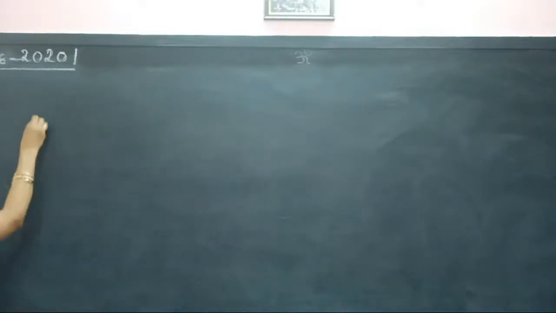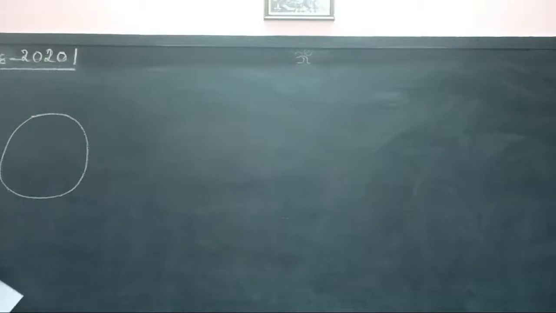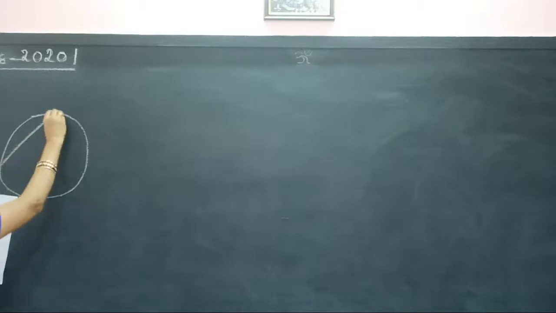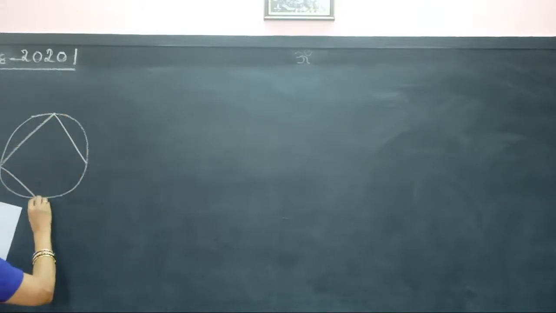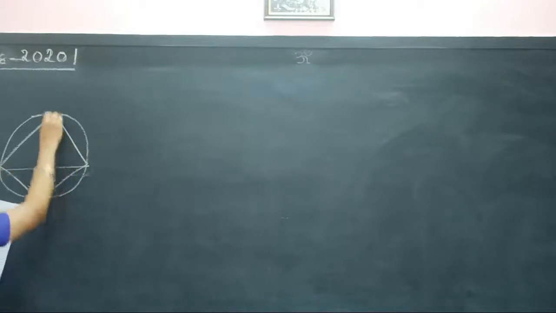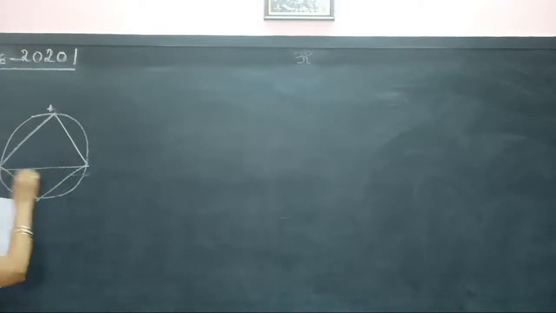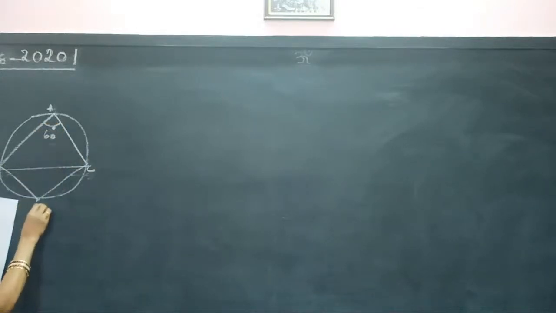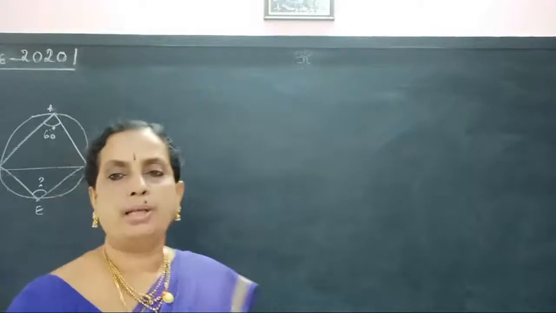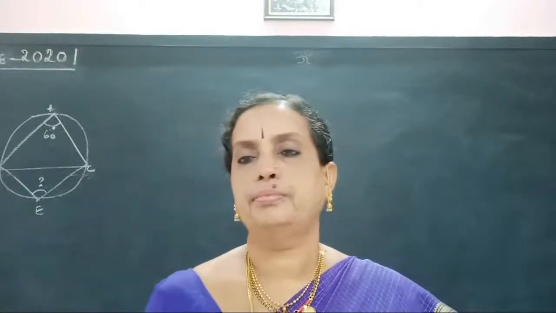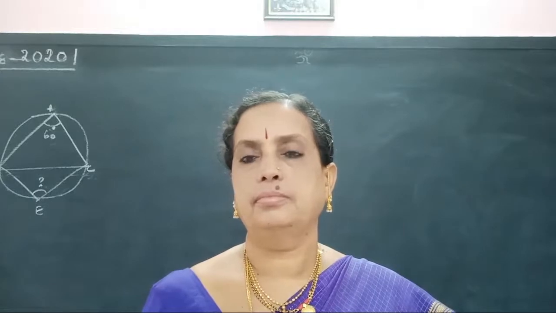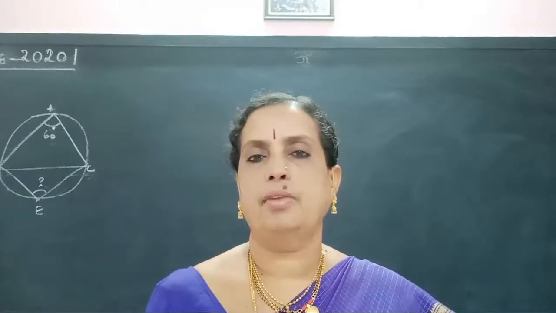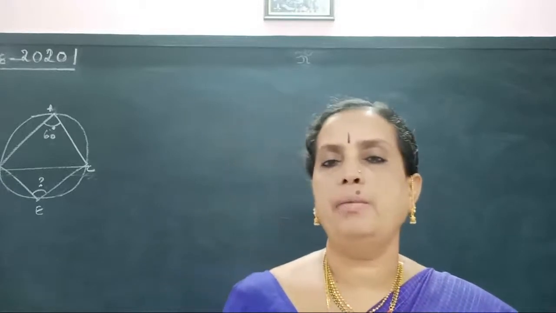This is the figure. Today I am drawing the circle freehand. You have the triangle ABC as an equilateral triangle, and when it is an equilateral triangle, each angle is 60 degrees. We need the measure of angle BEC. What is the measure of angle BEC?